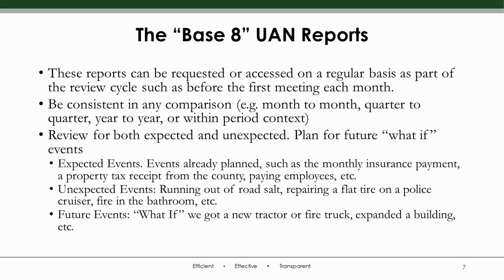As shown previously, there are a set of reports in UAN that can be used and accessed on a regular basis as part of a review cycle, such as before the first meeting every month, which will help you to answer questions that can be described with the key phrase, where am I now? These reports provide a picture of where I'm at a particular point in time in the past or currently relative to the information represented on the report. You can call these snapshots or at-a-glance reports.